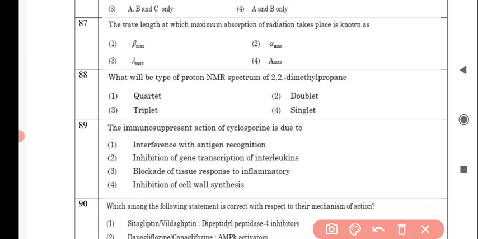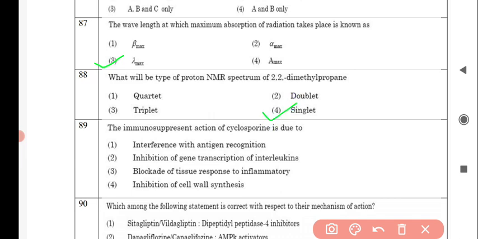The next question is the wavelength at which maximum absorption of radiation takes place is known as, and the correct answer is option number 3, lambda max. Next question is what will be type of proton NMR spectrum of 2,2-dimethylpropane, and the correct answer is option number 4, singlet.